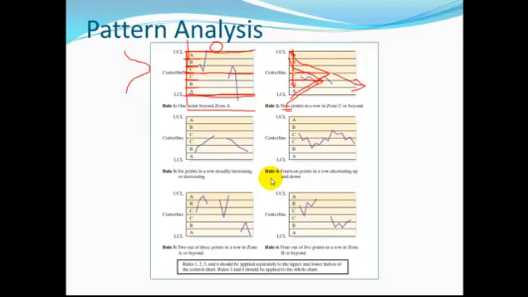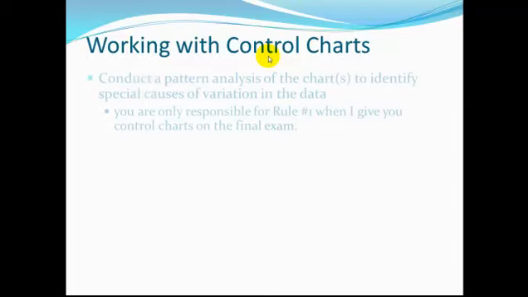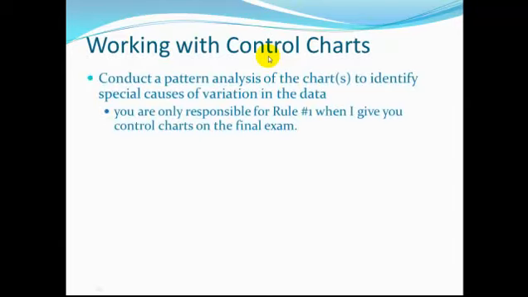So here's what I'm going to do. I'm going to make it really easy. This is the rule. This is what you're going to look for me. I'm only going to have you deal with rule number 1. It's going to be really, really simple. So here's how you're going to work with control charts. You're going to conduct a pattern analysis of the charts to identify special causes of variation in the data. You're only responsible for that first rule. You'll see a couple examples in a second. I'm going to give you some charts to look at. You're only responsible for that.